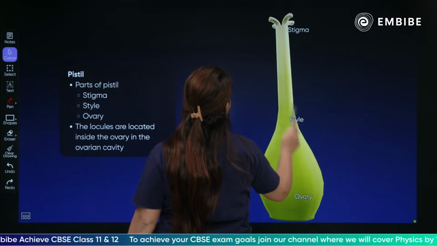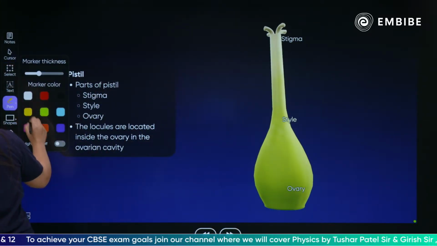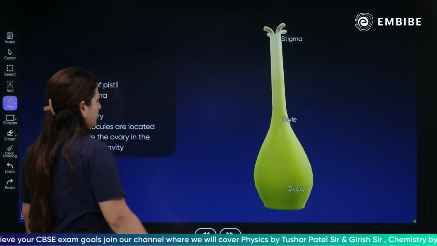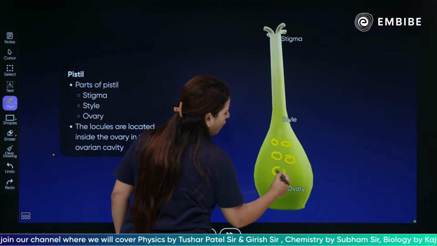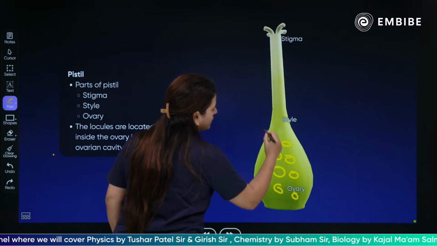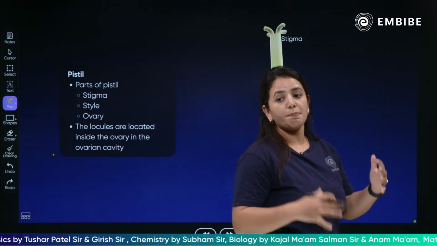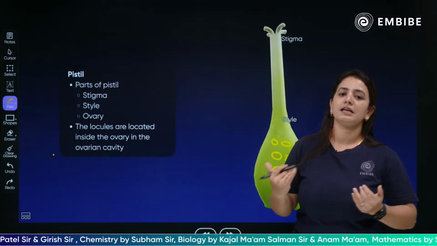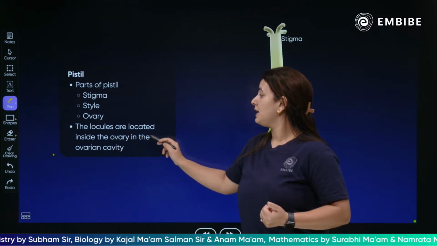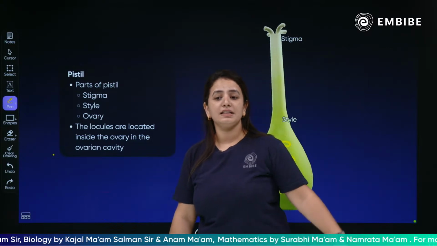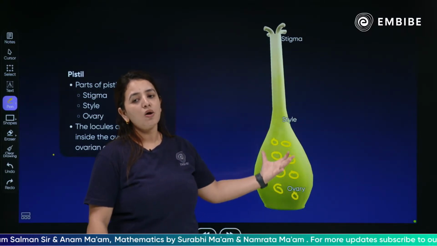As you can see, children, there are locules inside the ovary, which are called what? Ovules. This whole part is your ovary, this is your style, and this is your stigma. So your pistil is further divided into stigma, style, and ovary. The locules are located inside the ovary, inside the ovarian cavity. This is your cavity, and inside it there are the ovules.